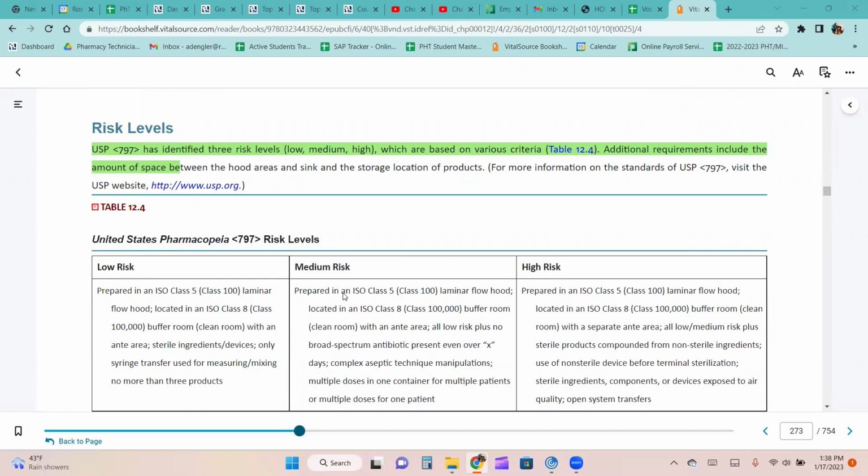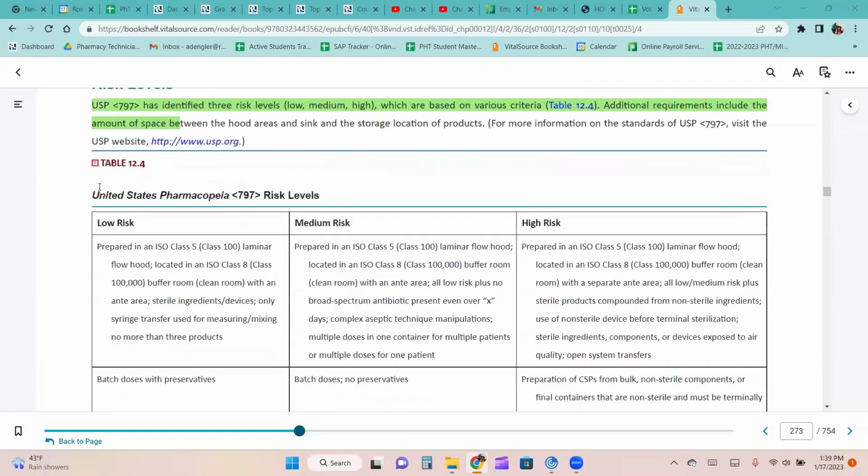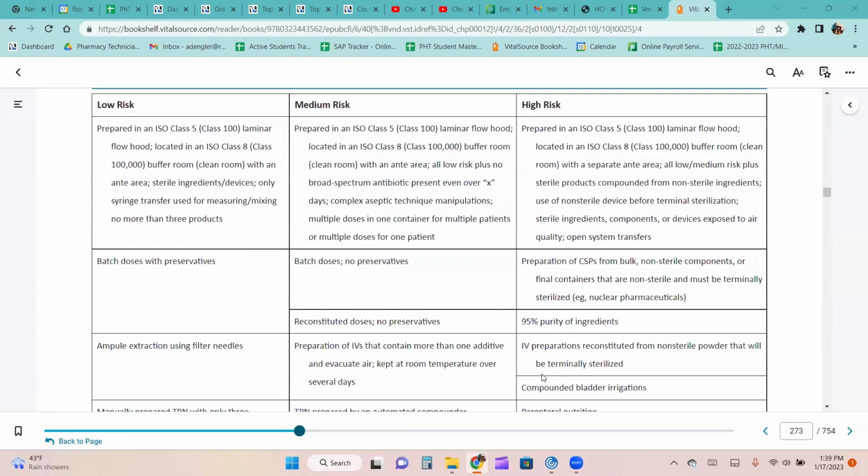So USP 797 has identified three risk levels, low, medium, high, which are based on various criteria. Additional requirements include the amount of space between the hood areas and sink and the storage location of products. So you can look at here, we have the low risk, medium risk, and high risk.